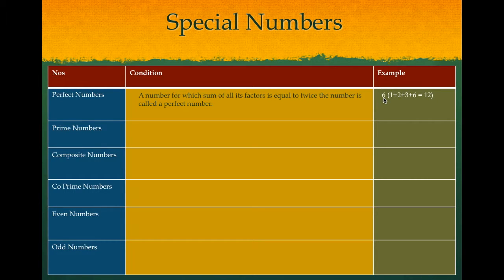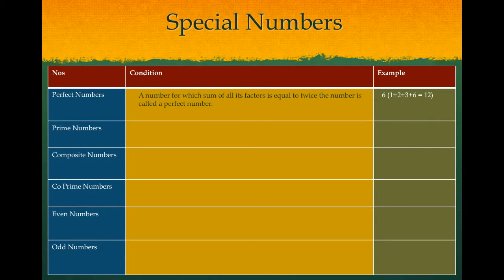There's also another definition of perfect number. If the sum of the proper factors is equal to the number itself, then the number is a perfect number. Proper factors means if you remove the number itself from the factors. So the proper factors will be 1, 2 and 3. So if you add all the factors and the sum is twice the number, then it is a perfect number. Or if you sum the proper factors, then the sum should be equal to 6.